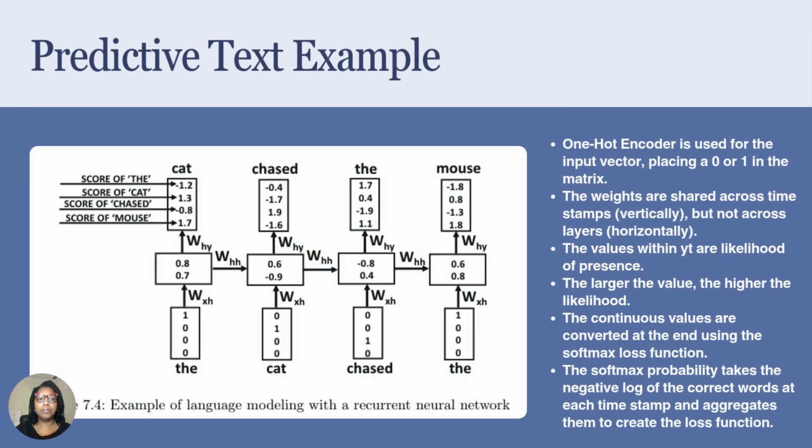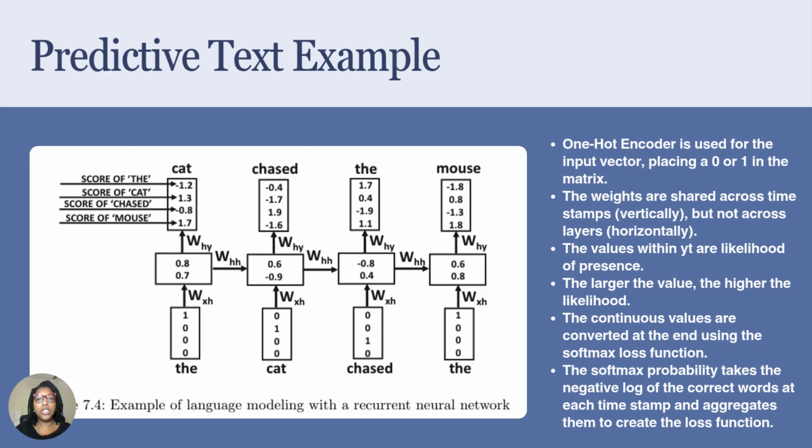So here we have, you remember I mentioned one hot encoder. The one hot encoder is used for the input vector, as you can see, with zeros and ones associated with the word choice. We have the possible word choices that may come up next. And we have that hidden state with the weights as well. So again, the vector is 1000 in our first timestamp.